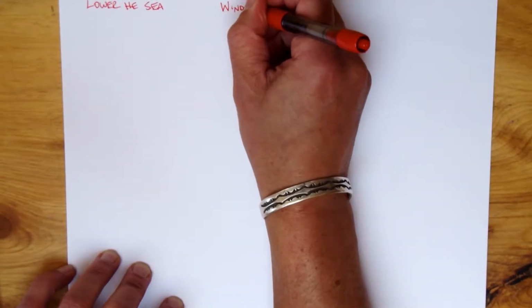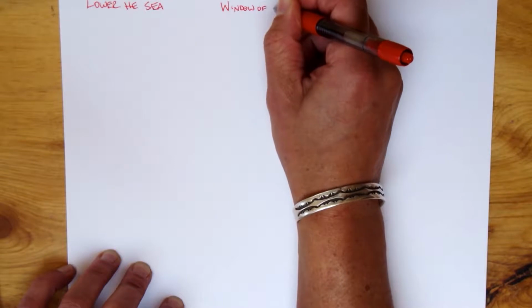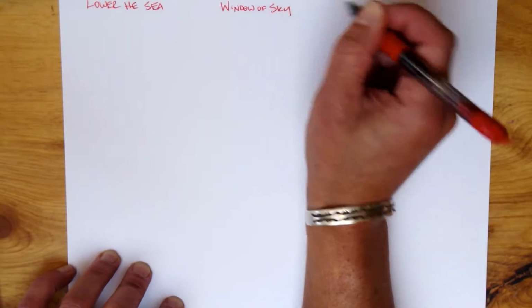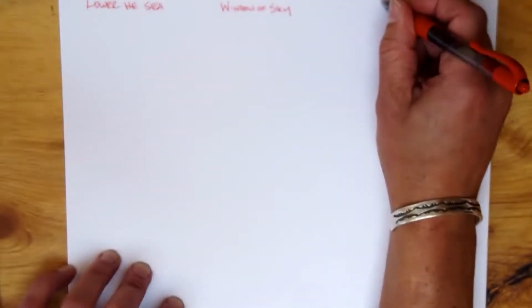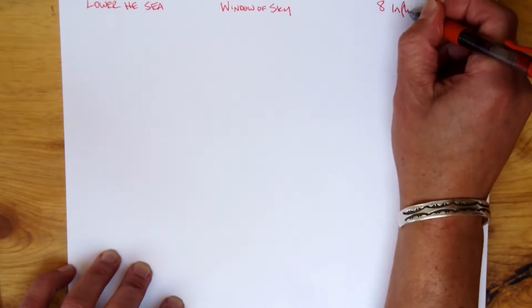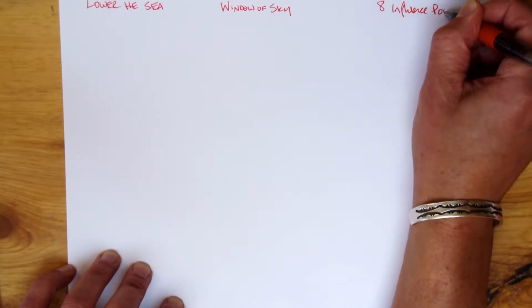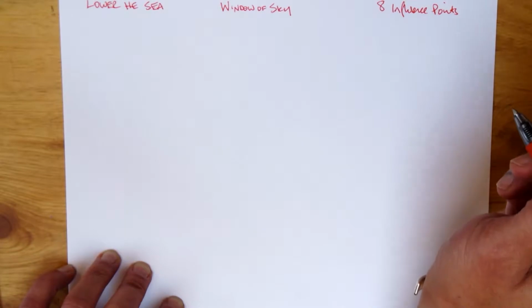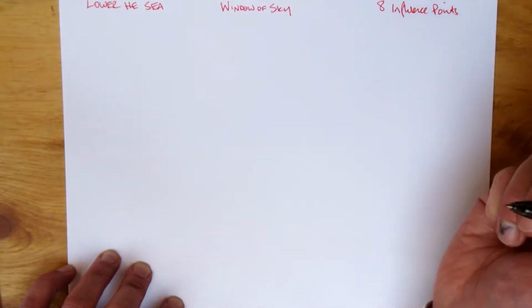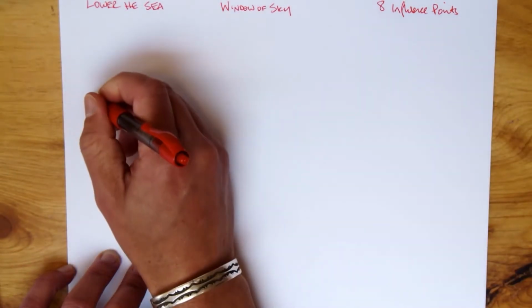Window of sky, I think many of them are easy on the neck there, but there are a couple of key ones that I often forget. 8 influence points. It may be that you just write these out every day, and in the exam you can just recall them more easily. I like to get them out of my head, right?